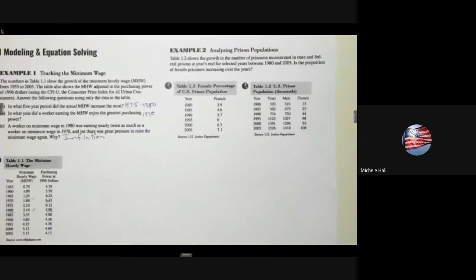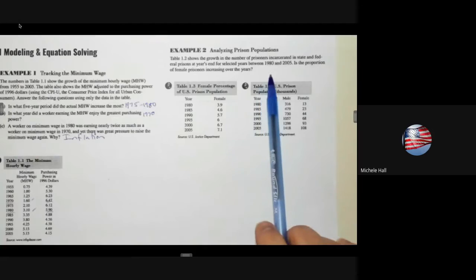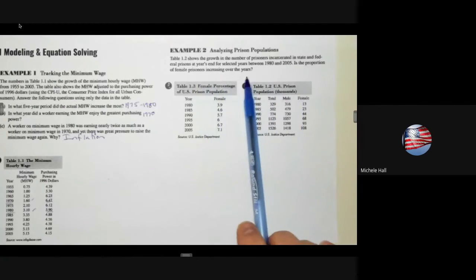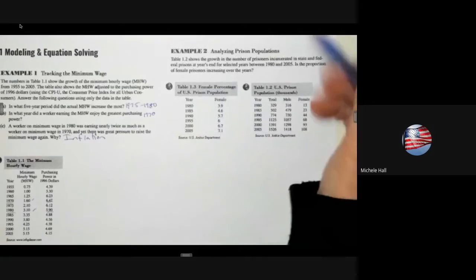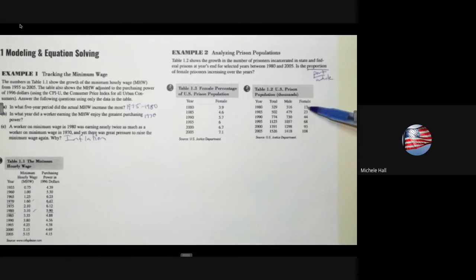All right, let's see. Example 2, analyzing prison populations. Table 1.2 shows the growth in the number of prisoners incarcerated in state and federal prisons at the year's end for selected years between 1980 and 2005. Is the proportion of female prisoners increasing over the years? Proportion. So I'm looking for a part to a whole. What do we have here?